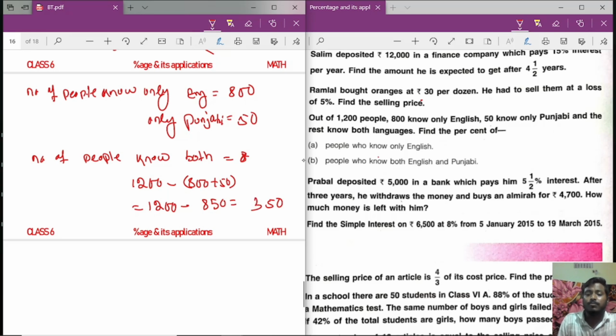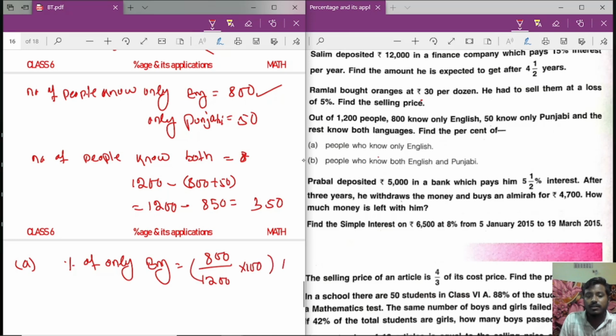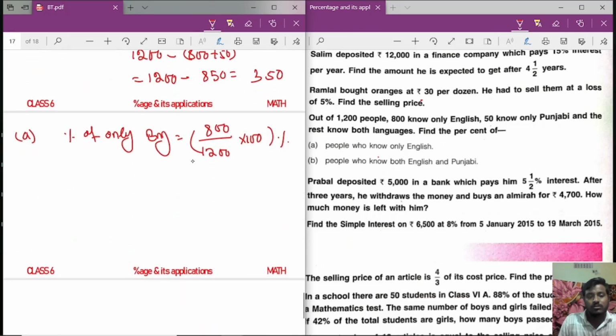Okay, now find the percentage. For the people who know only English, the percentage of only English equals 800 divided by the total 1200 into 100. Understand? Now solve. 0 0 cancel, 4 3 ja, 4 2 ja 8, so 200 by 3, that is 66 2 by 3 percentage.